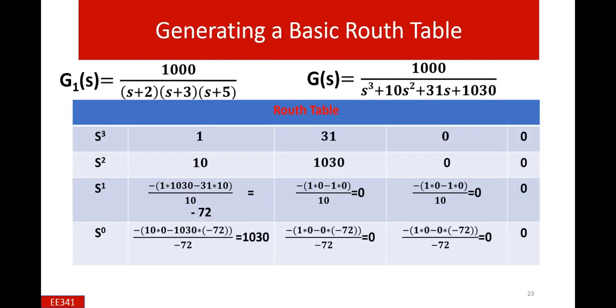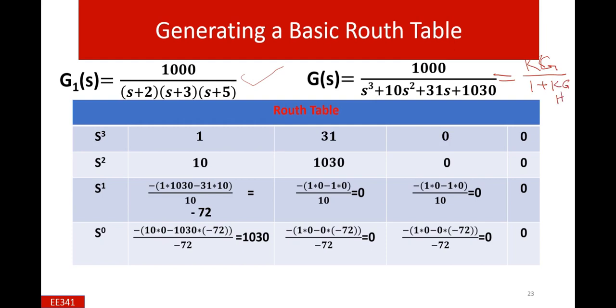So here is another example to illustrate the RH criteria. G1(s) is the open loop transfer function and G(s) is the closed loop transfer function. How to find the closed loop transfer function? The relation is KG by 1 plus KGH if it is negative feedback, then it is plus KGH.